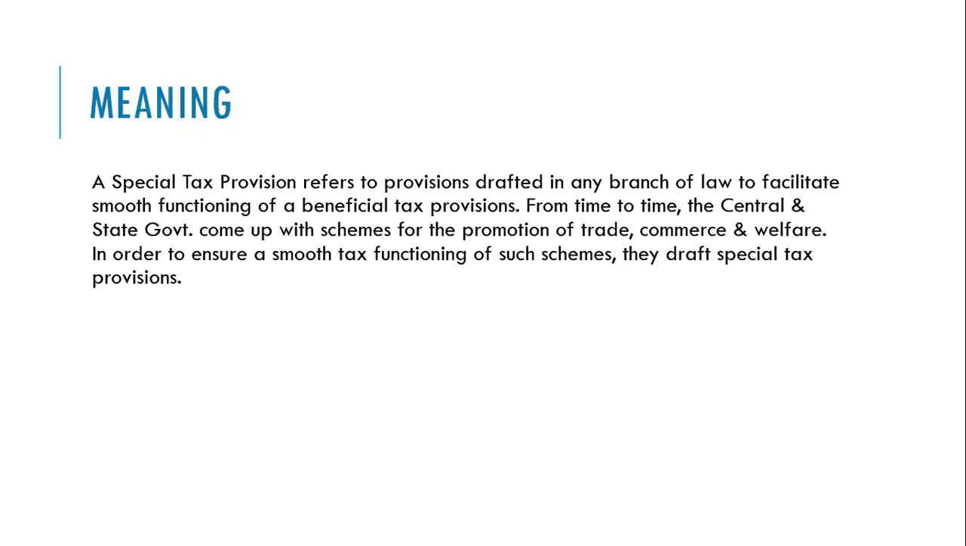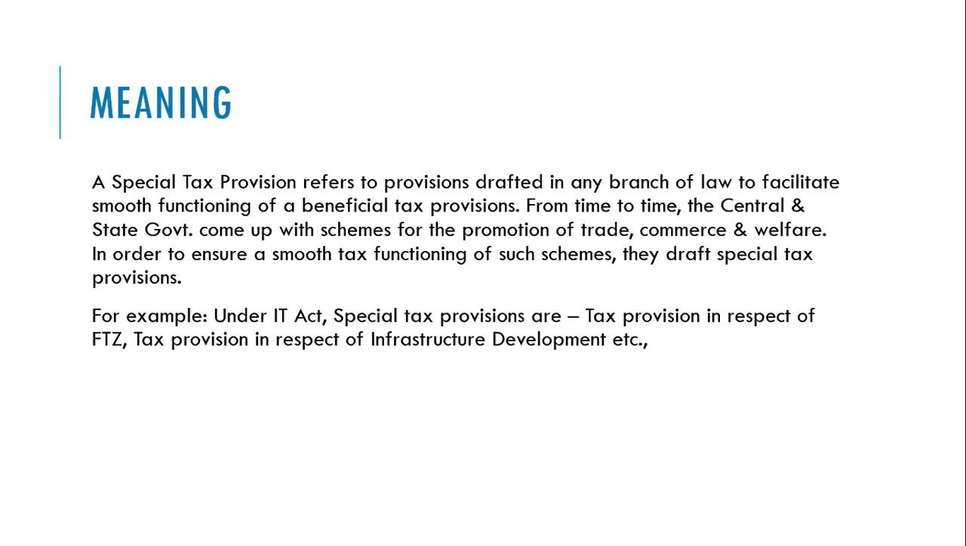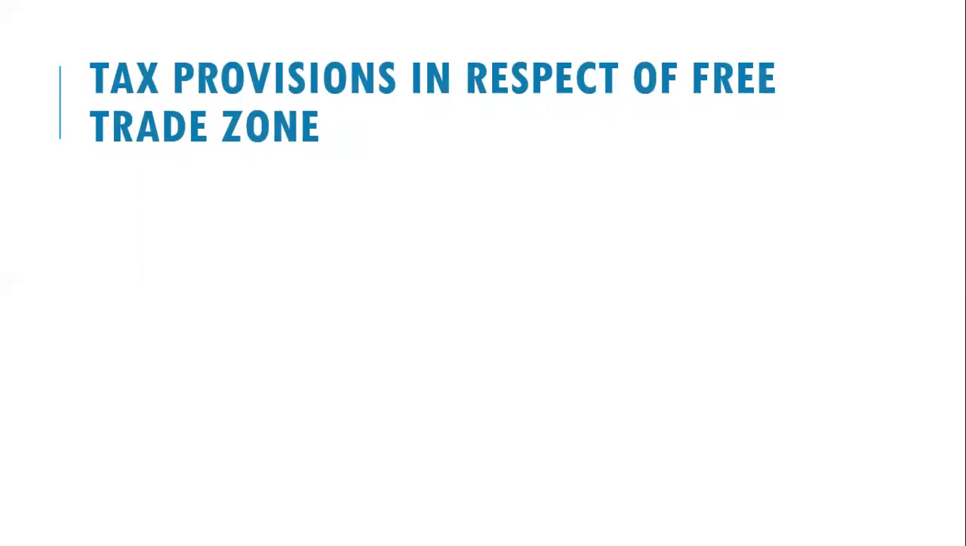Now let's see what are the examples of that. There are so many special tax provisions, such as tax provision in respect of free trade zone, tax provision in respect of infrastructure, tax provision in respect of backward classes and exporter. There are so many. In today's class, we will focus only on tax provision in respect of free trade zone. In free trade zone, one is new establishment of industrial undertaking, and another point will be offshore banking. That is, income you get in respect of offshore banking units. Two points will come.